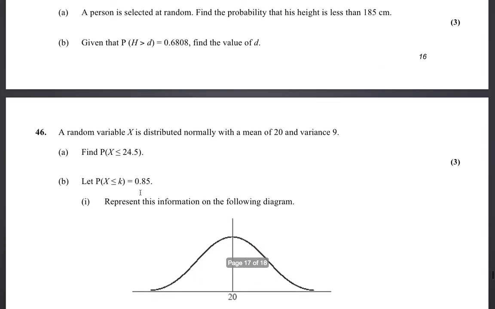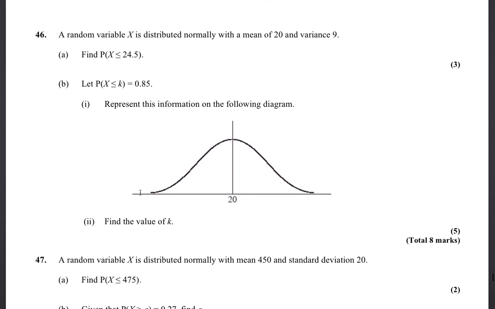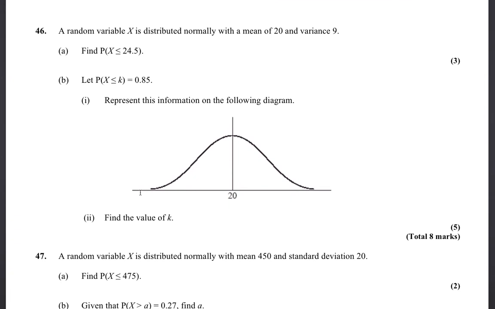Now the 46th problem. A random variable x is distributed normally with a mean of 20 and variance 9. Find p of x less than or equal to 24.5. Now mean is 20 and variance is 9, which means the standard deviation is 3, right? Standard deviation is the square root of variance. Okay, so please be very careful.